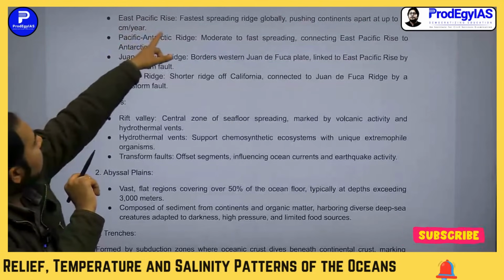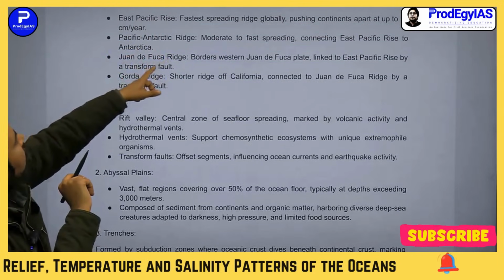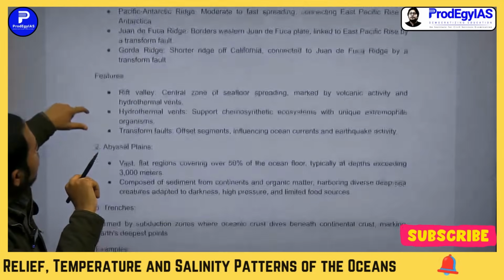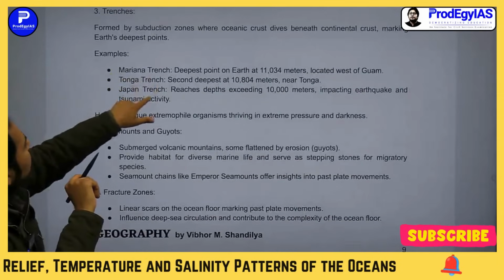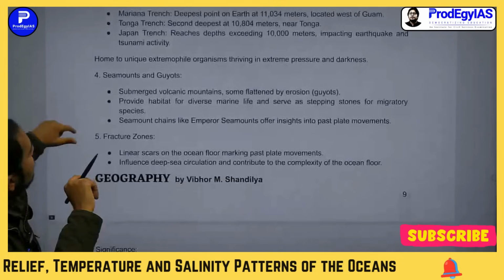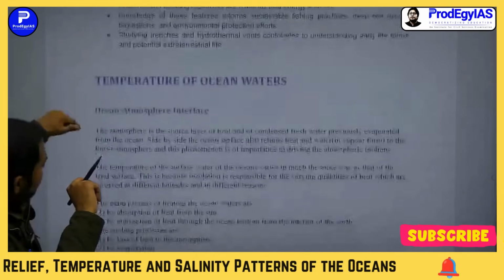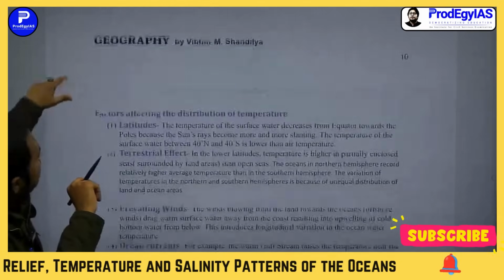So these are East Pacific ridge, Pacific Antarctic ridge, and other ridges. They are smaller ridges, not so important. Okay. Trenches: Mariana Trench, Tonga Trench, Japan Trench. All the trenches we have seen on those maps. Okay.